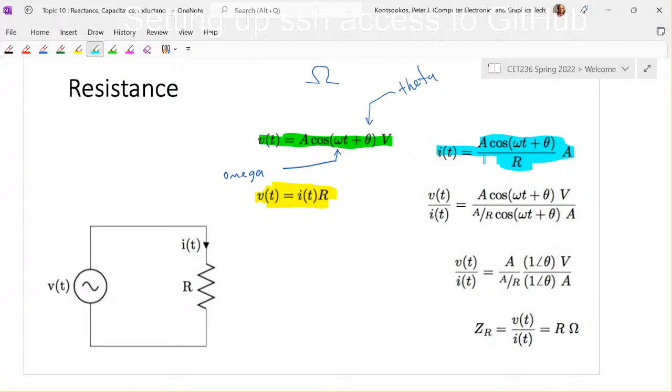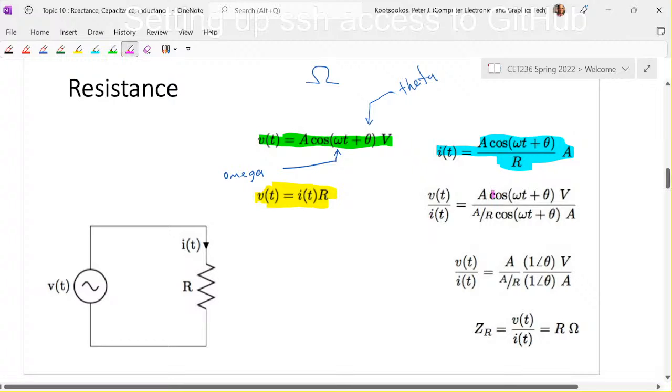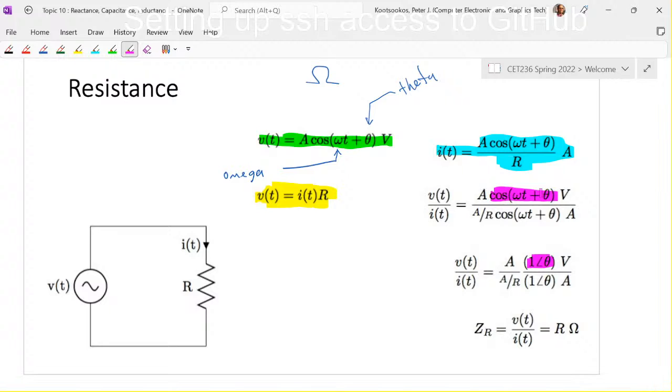Now we're going to do a slight notational shift, and we're going to rewrite cosine omega t plus theta as just one angle, theta. It's just a notational shift.